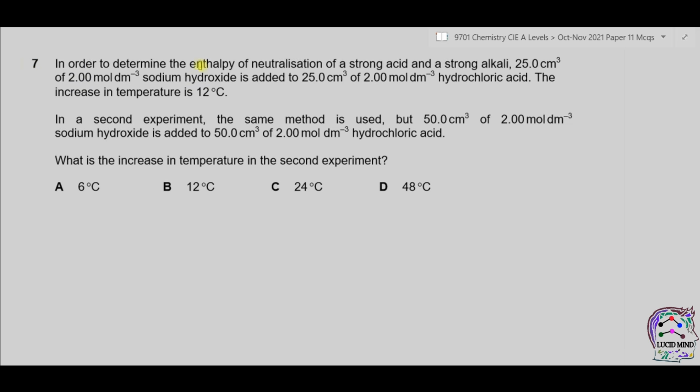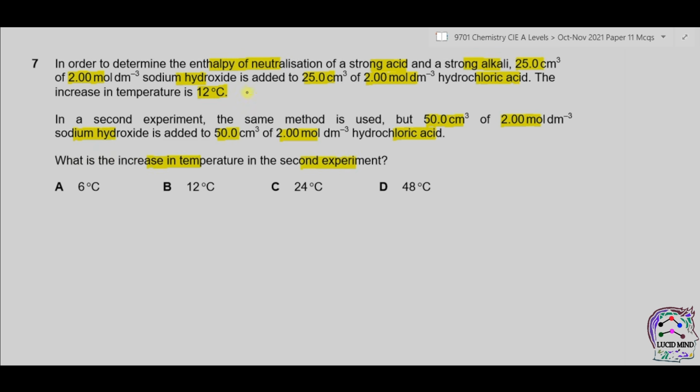Question 7. In order to determine the enthalpy of neutralization of a strong acid and strong alkali, 25 cm³ of 2 mol per dm³ sodium hydroxide, which is a strong alkali, is added to 25 cm³ of 2 mol per dm³ hydrochloric acid. This is a strong acid. The increase in temperature is 12 degrees centigrade. In a second experiment, the same method is used, but 50 cm³ of 2 mol per dm³ sodium hydroxide is added to 50 cm³ of 2 mol per dm³ hydrochloric acid. What is the increase in temperature in the second experiment?